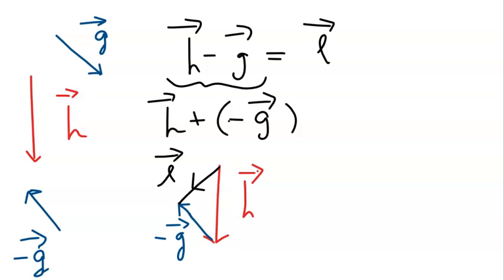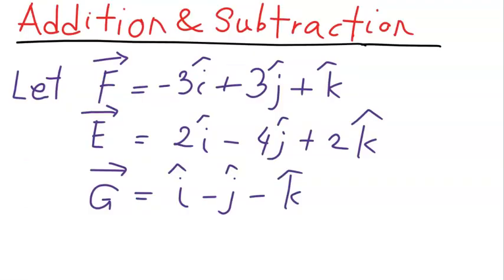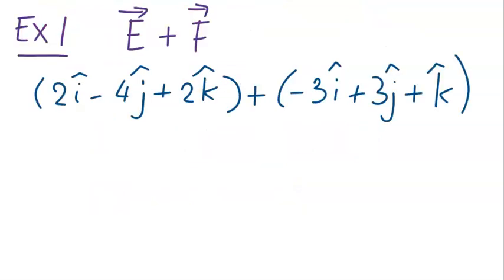Now next, we shall look at how to add and subtract vectors more accurately using unit vectors. So you're given three generic vectors in terms of unit vectors: f, e, and g. And you want to, let's say, sum e and f. So how do we do this? Now you sum i with i, j with j, and k with k. That's how you do it.